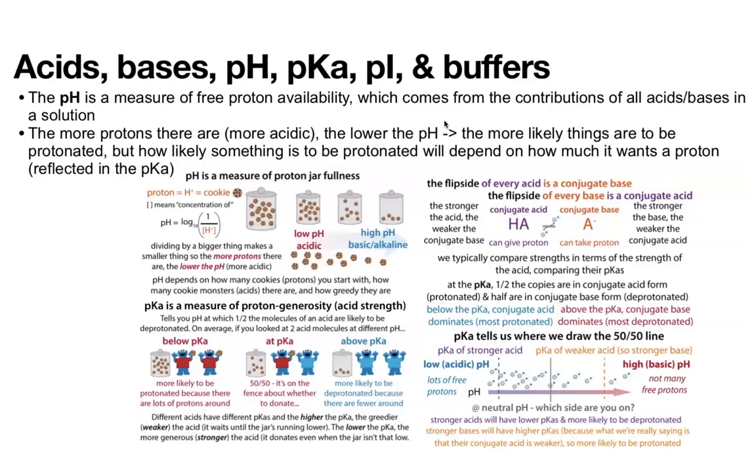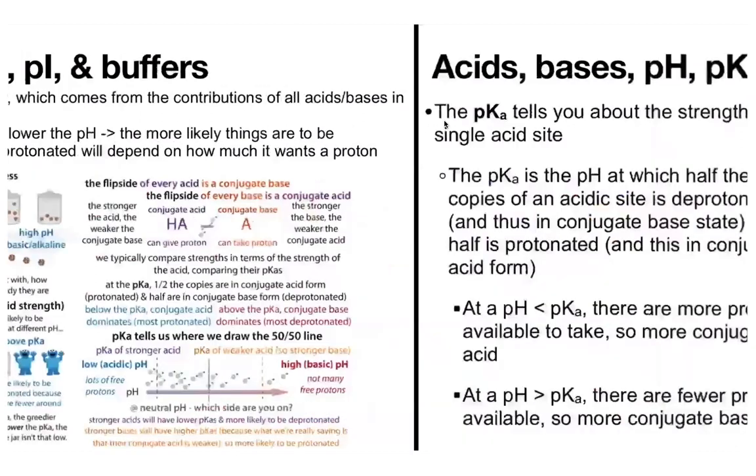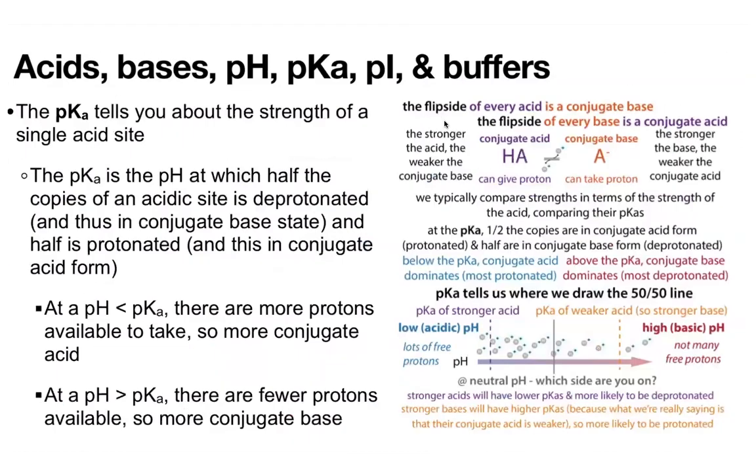And so basically, we have this measurement that we can say, okay, when it's 50-50 acid to base, well, then we'll call this pH the pKa. So the pKa is just the pH at which half the copies of an acidic site are deprotonated. And so remember, that's our conjugate base, which we can abbreviate A minus, and half are in the protonated state. So that would be our conjugate acid, which we can abbreviate HA.